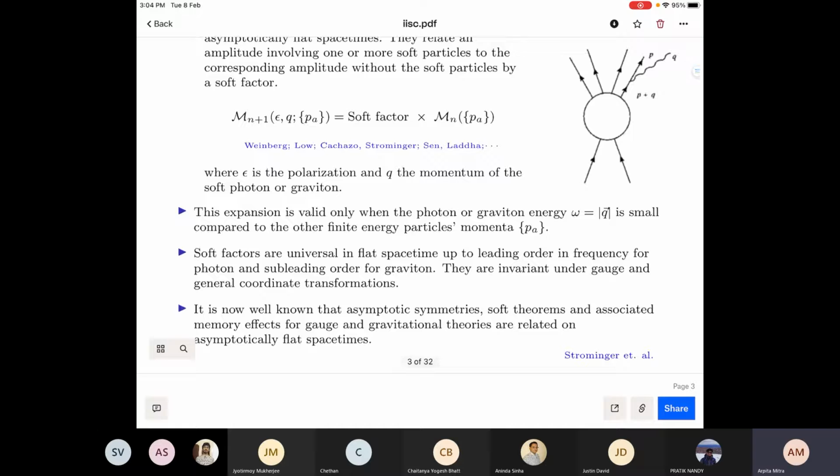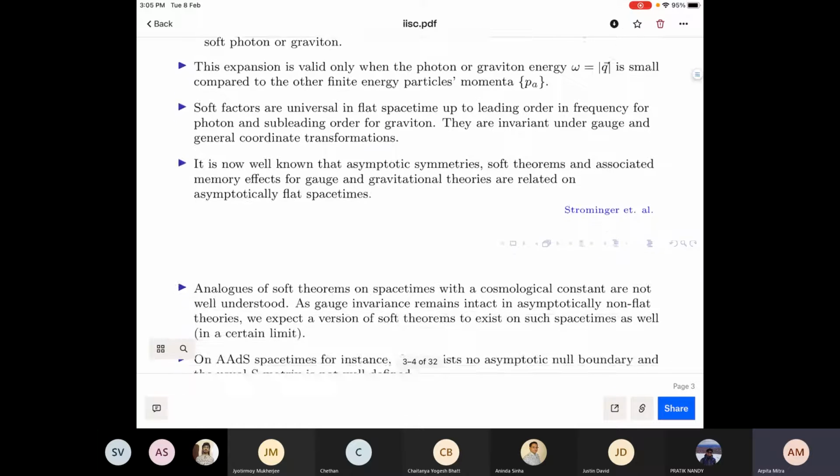This expansion is valid only when the photon or graviton energy is small compared to the other finite energy particle momenta P_a. And these soft factors are known to be universal in flat spacetime up to leading order in frequency for photon and subleading order for graviton. They are also invariant under gauge transformations. So the soft photon factor is invariant under gauge transformations, and the soft graviton factor is invariant under general coordinate transformations or diffeomorphism. In recent works by Strominger and his collaborators, it has been well established that there is a relation between asymptotic symmetry, soft theorems, and associated memory effects, which is known as the infrared triangle in the literature. And this exists for both the gauge and gravitational theories in asymptotically flat spacetime.